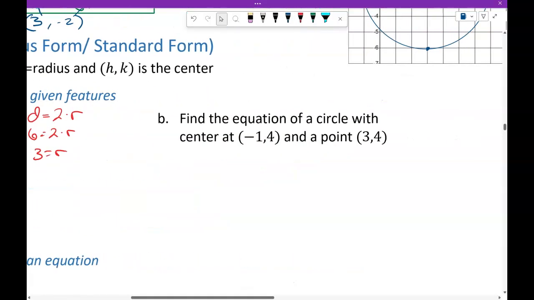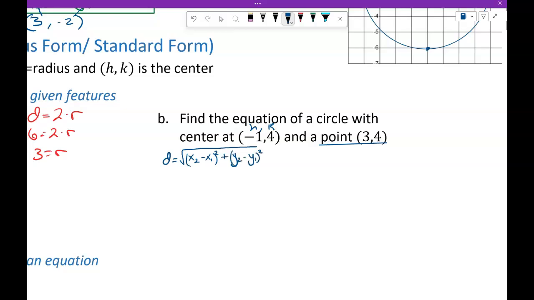Now we want to find another equation of a circle. Here we're given the center again, but now we're given a point on the circle. We're not given the radius. But that's okay, because if we know a point on the circle, our distance formula can be used to find the radius. So our distance formula is the square root of x2 minus x1 squared plus y2 minus y1 squared, where distance is our radius, and then x2 and y2 is one of our points. We'll just say it's the point on the circle.